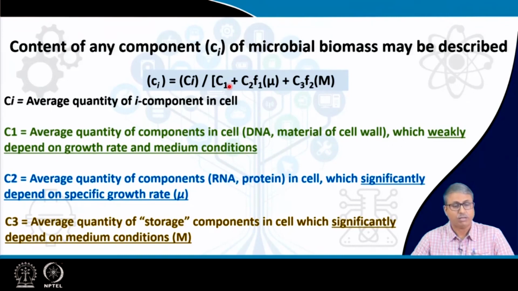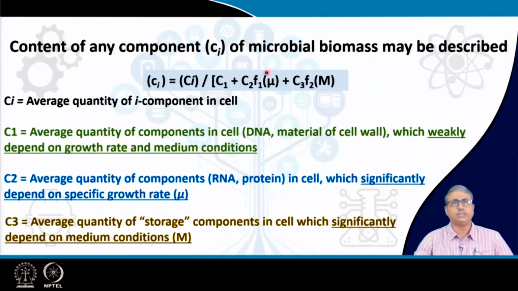C1 is the average quantity of components in a cell like DNA and materials of cell walls, which weakly depend on growth rate and medium conditions. As we have mentioned, the DNA is quite stable, the proportion of the DNA is always consistent within a chromosomal DNA. So, the contribution of the particular compound or particular element through DNA is not subject to any kind of variation with respect to growth rate and medium condition generally.